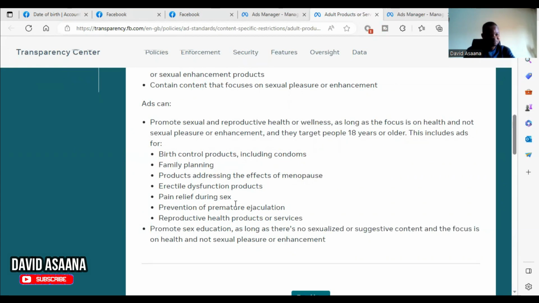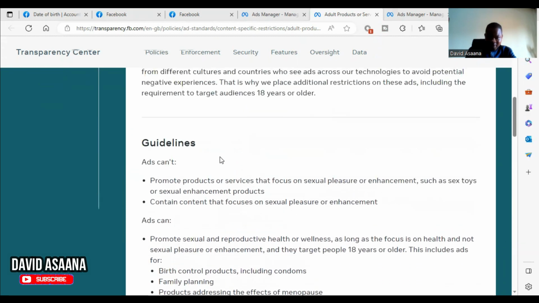This one, for example, prevention of premature ejaculation, is even controversial. There are adverts about that, and they have rejected it in some cases. So what is the difference between ads preventing premature ejaculation and ads promoting sexual pleasure? You see, premature ejaculation, you can't separate it from sexual pleasure. But most of the time you have to just be careful. If it is something about sexual enhancement, you may have a problem.